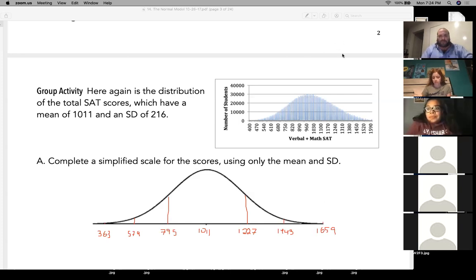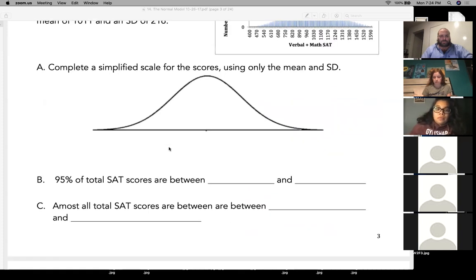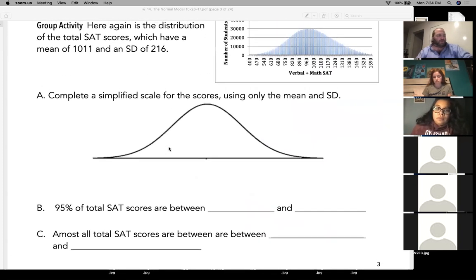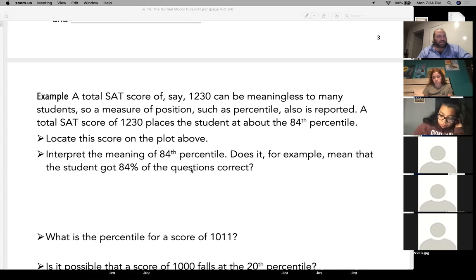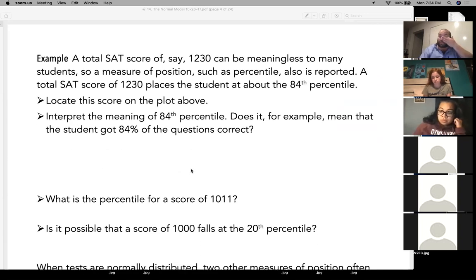Okay. So let's see what comes next. Oh, I already answered that. Okay, so both these next questions we already answered. 95% are between whatever those two numbers were, and almost all are between whatever those two numbers were. We just did those questions. So let's combine this together with something that we've done before. Example. A total SAT score of say 1230 can be meaningless to students, so a measure of position such as a percentile is reported. You guys remember what a percentile was?